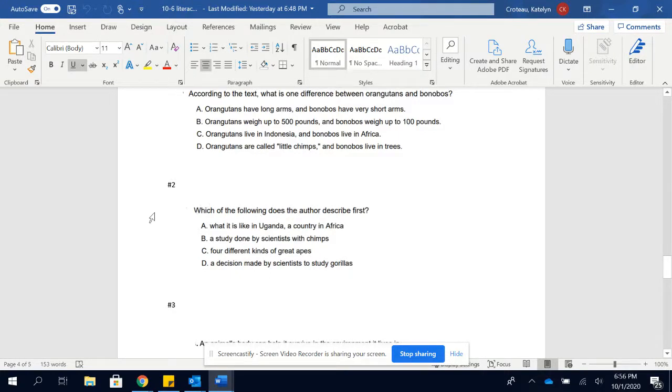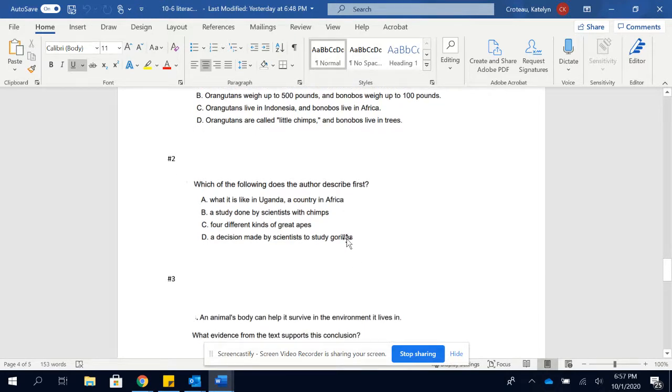Number 2. Which of the following does the author describe first? A, what it is like in Uganda, a country in Africa. B, a study done by scientists with chimps. C, 4 different kinds of great apes. Or D, a decision made by scientists to study gorillas. So what's the first part of that story talking about that we just read?